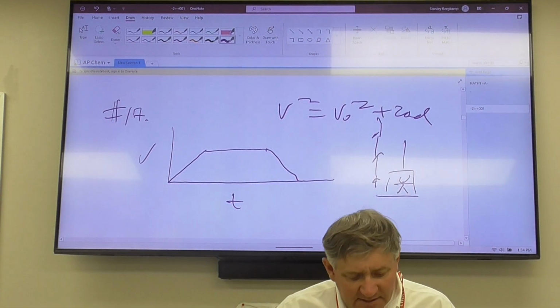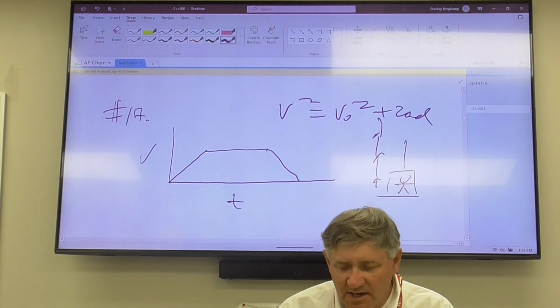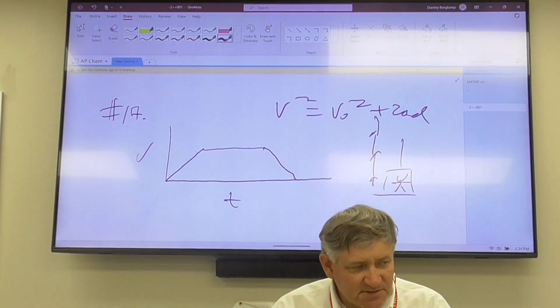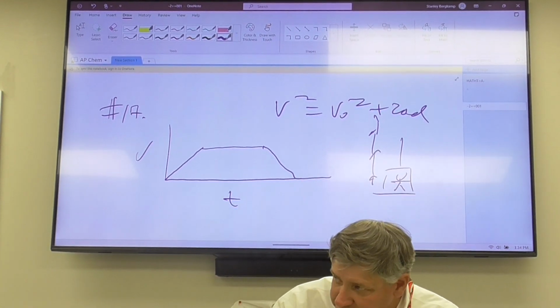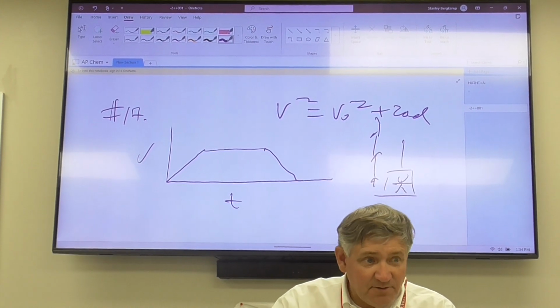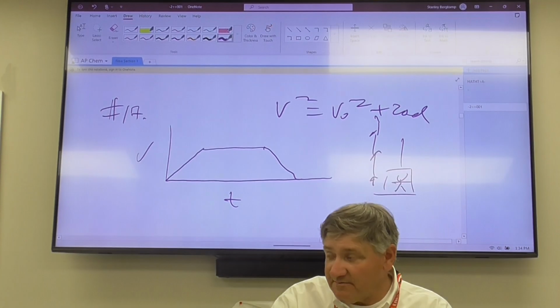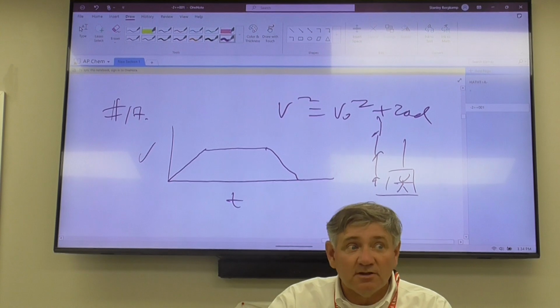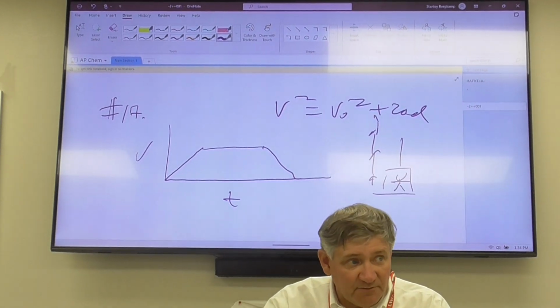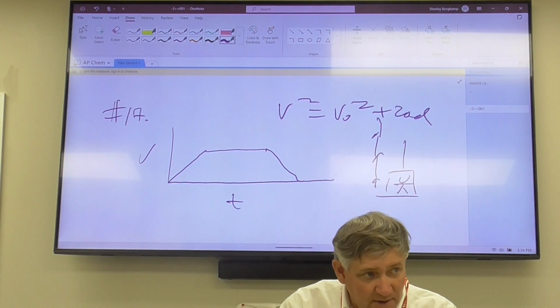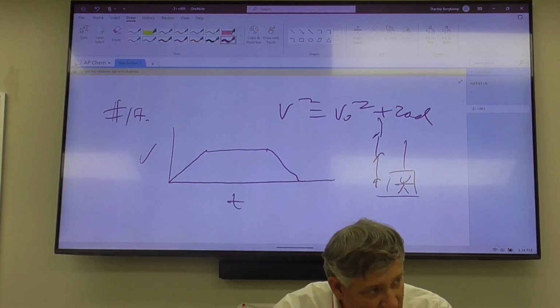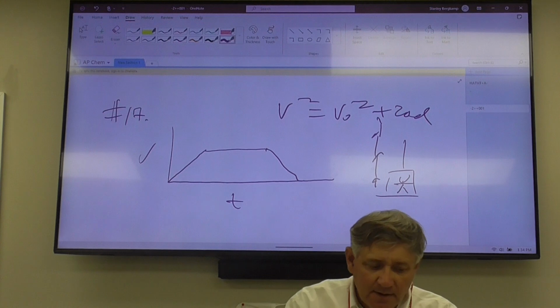Now, pay attention to the instructions on this. If I tell you to label the slope of the line on the test tomorrow, you're going to draw velocity time graphs, and I'm going to tell you, label the slopes of the lines, okay? I don't want positive or negative, I want the numeric values of those slopes, okay?